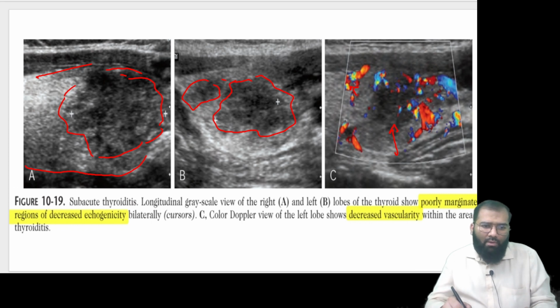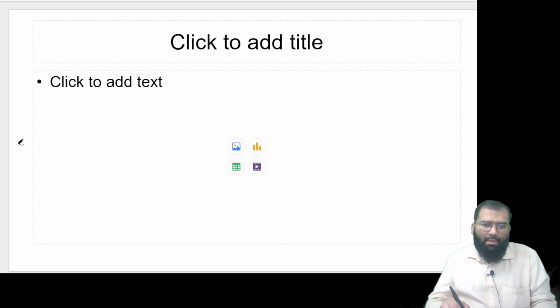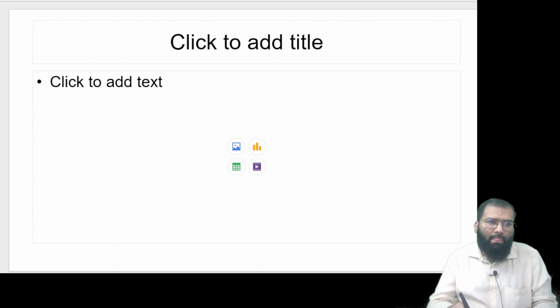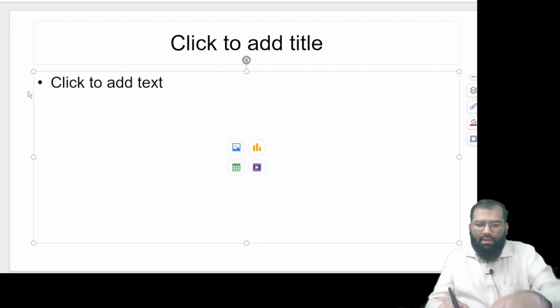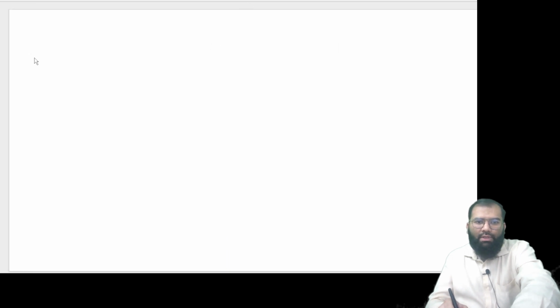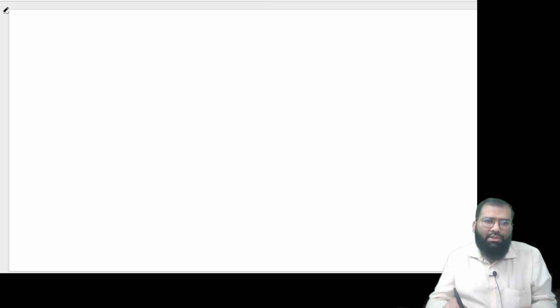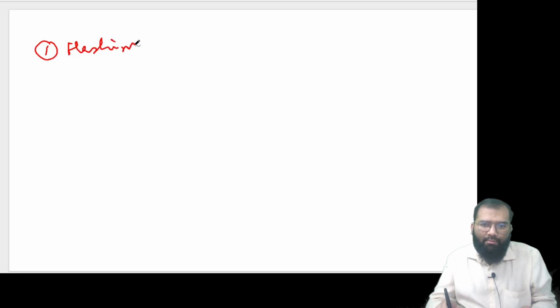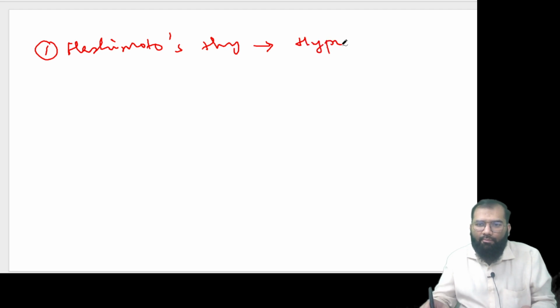Okay. So now let us conclude our session of today. So here we have seen three important conditions. Number one, we have seen Hashimoto's thyroiditis. So Hashimoto's thyroiditis, very important. There is hypothyroidism. This is also autoimmune.